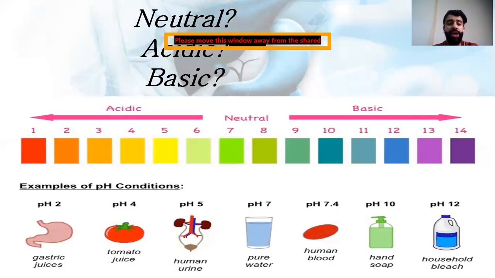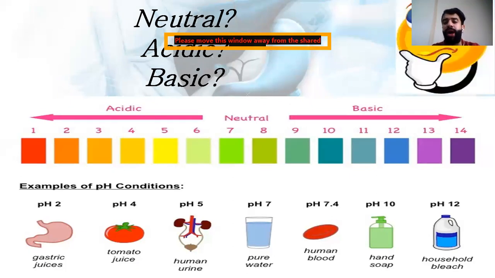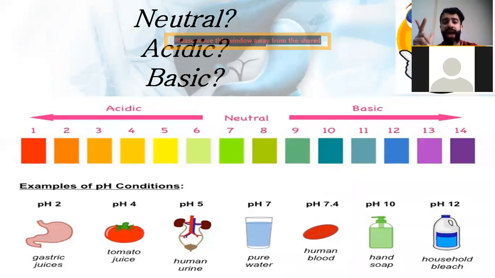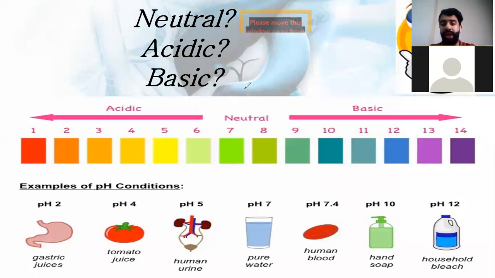Before we start with the enzymes, let's talk about the pH medium. We have three different pH media: acidic, basic, and neutral. Neutral means the pH is around 7, it may be 6.5 to 7. An example of this is pure water.